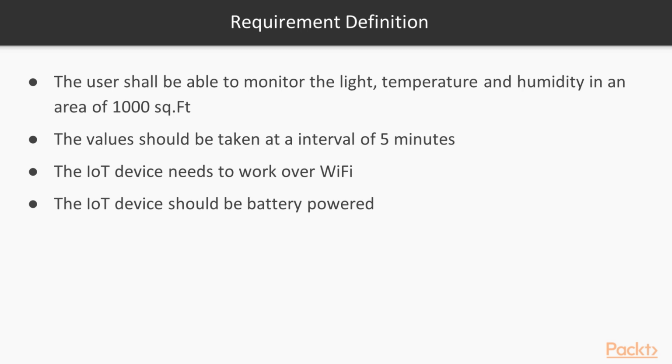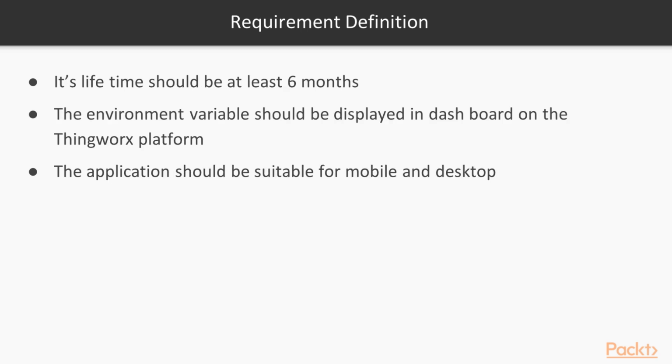The frequency is 5 minutes, so you should pick up the values every 5 minutes from these sensors. The IoT device needs to be working on Wi-Fi, so you're going to be using a chip which is Wi-Fi compatible. The IoT device should be battery powered, so you should be able to keep your services really lightweight and calculate the battery requirement for 6 months. The environment variable should be displayed on a dashboard in a ThingWorx platform. So this is what you're going to be building. You're going to be building a dashboard.